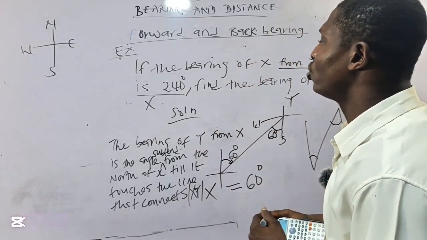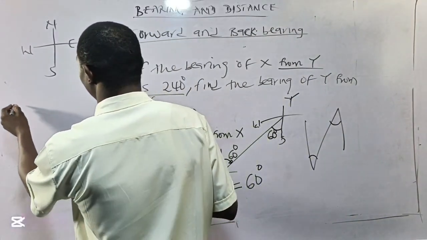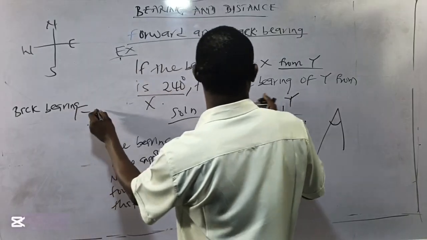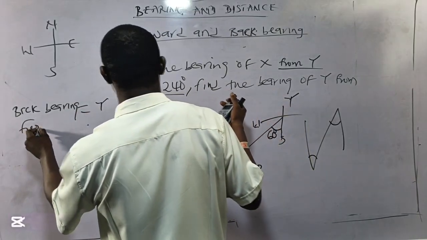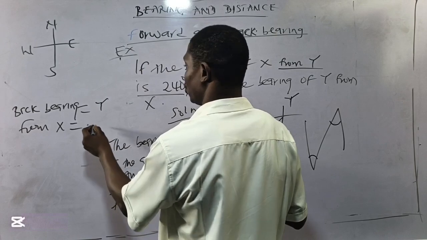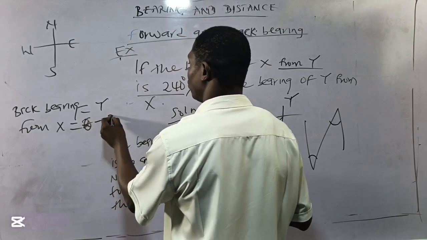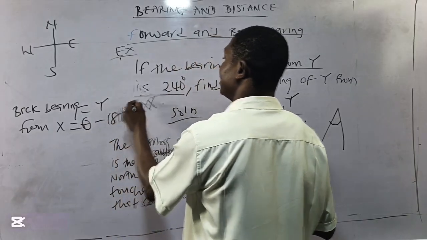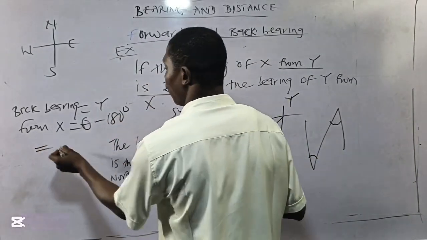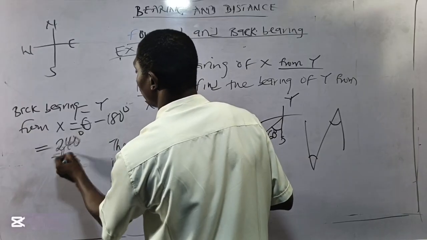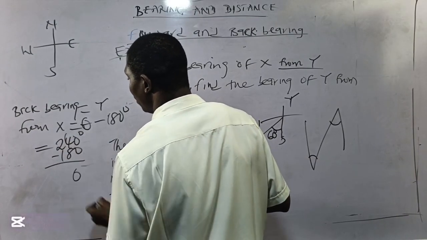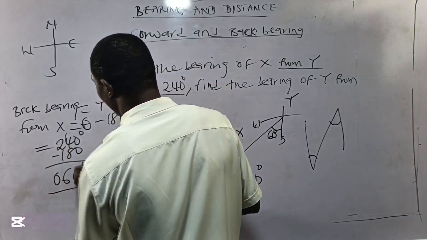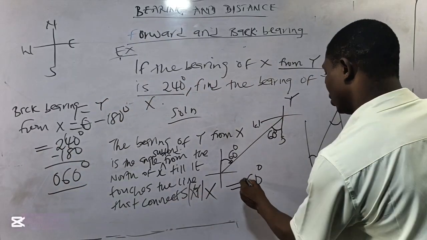Now, in examination conditions, assume it is an objective examination. Since this is greater than 180, you simply say back bearing, which equals the bearing of Y from X, will be equal to theta minus 180 degrees. This is greater than 180, and my theta is 240. So I have 240 degrees minus 180 degrees. This will give me 060 degrees as my bearing.